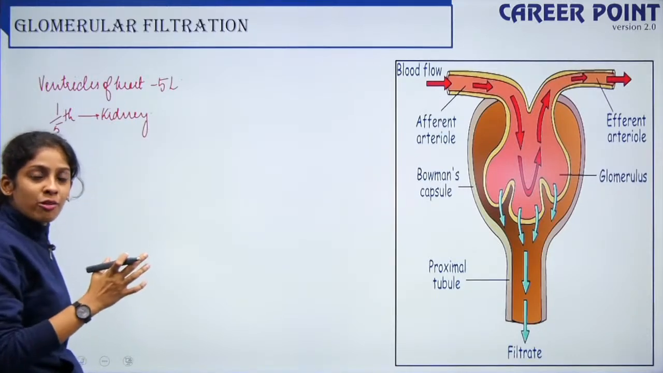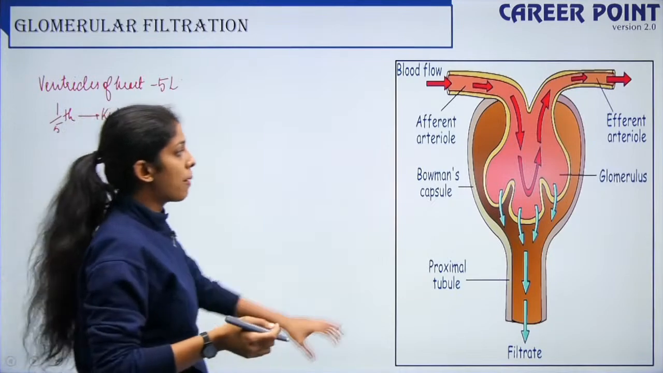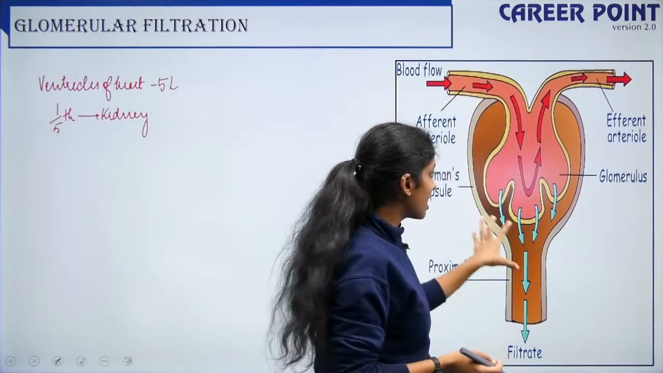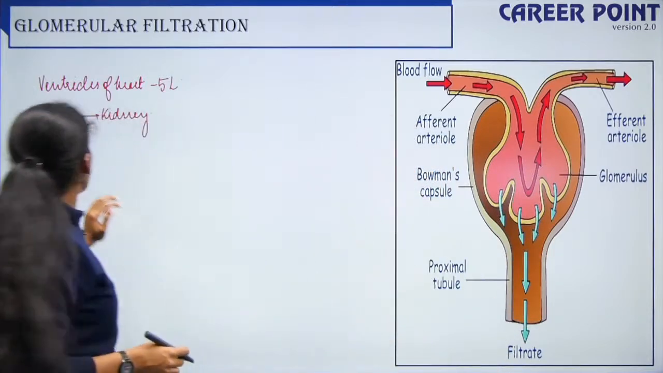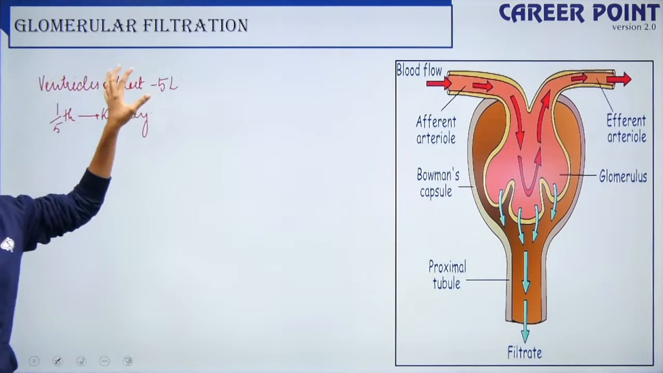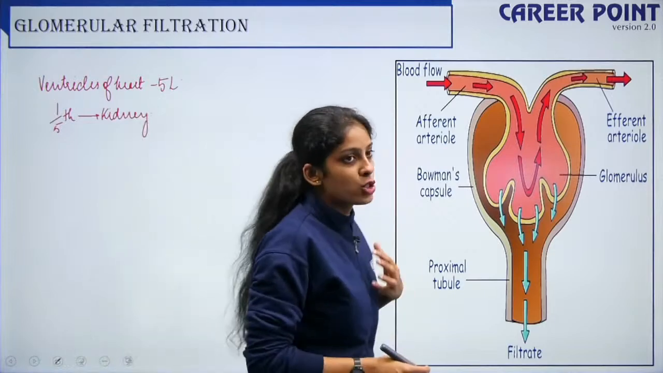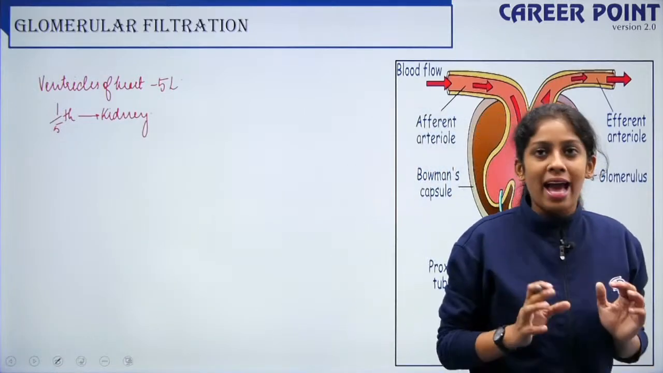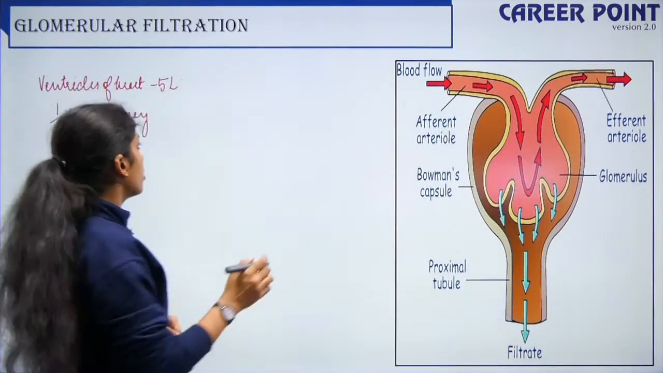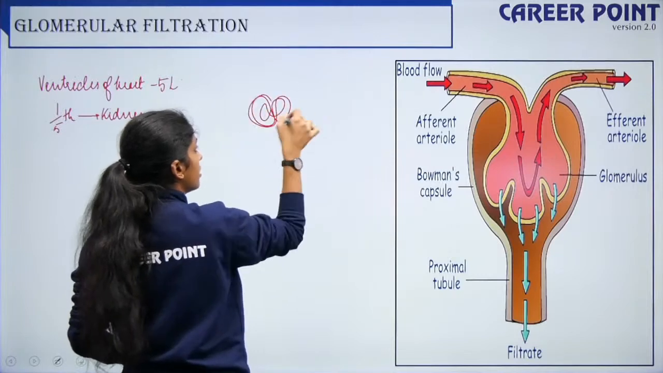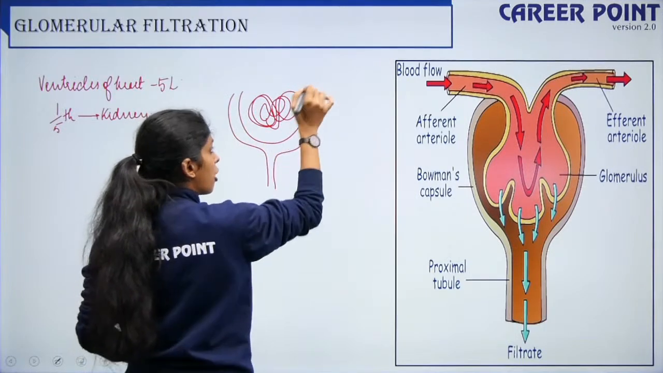And who is involved in filtering? That is the glomerulus and the Bowman's capsule. We have a tuft of capillaries. This is the glomerulus and it is surrounded by the Bowman's capsule. This is going to filter blood, right? The ventricles of the heart pump nearly 5,000 ml or 5 liters of blood, and one fifth of this blood enters the kidney and it has to be filtered. Who's going to do this filtration? That is the glomerulus, right? We know the glomerulus is a structure like this, a network of capillaries, surrounded by a cup-shaped capsule, that is Bowman's capsule.